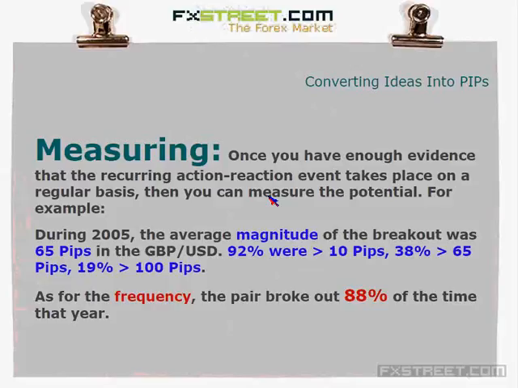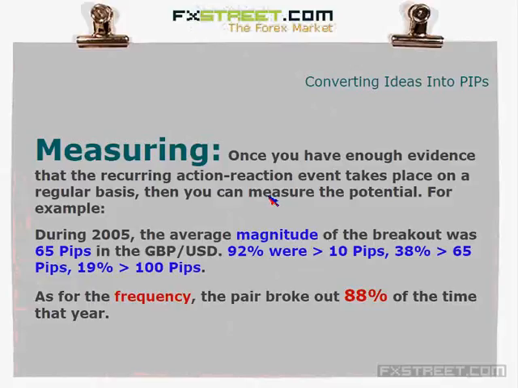Okay, so once we have seen those breakouts and we see that there is a potential in the magnitude of the breakouts, so once we have enough evidence that the recurring action-reaction event, in this case a breakout, takes place on a regular basis, then you can measure that potential. For example, let's take 2005. This was more or less when I started developing the strategy that we are going to see.